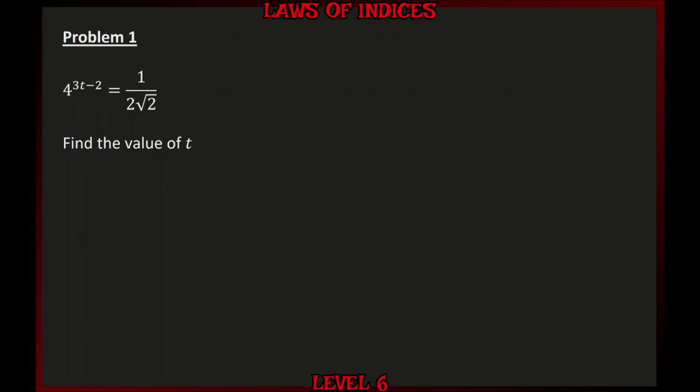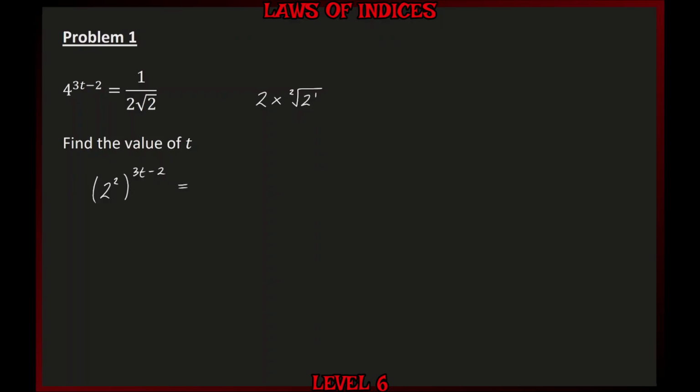Starting with 4 to the power of 3t minus 2, this can be written as 2 to the power of 2, because 4 is the same as 2 times 2, still with a power of 3t minus 2 on it. Now looking at the other side of the equation, 2 root 2 can be written as 2 multiplied by the square root of 2 to the power of 1.